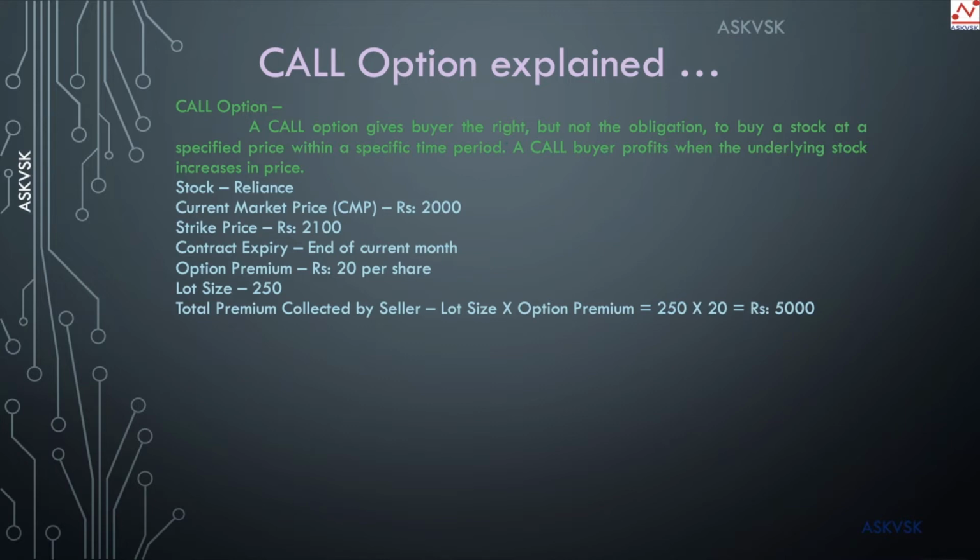The lot size for Reliance is 250, so the entire premium that the buyer needs to pay the seller is rupees 5000. So the buyer of the call option pays rupees 5000 to the seller and makes the contract deal to buy the Reliance at rupees 2100 by the end of this month. If the market price of Reliance goes to 2500, then the buyer of the call option is making huge profits.